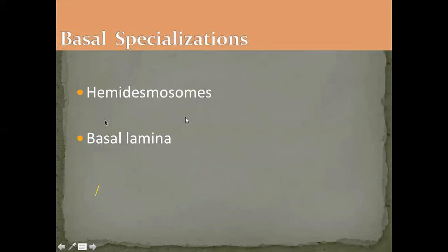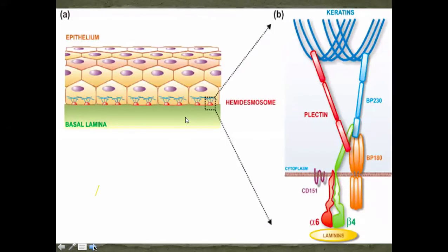Basal lamina was already discussed from the very beginning, that we have the lamina rara and lamina densa, as well as the electron microscopic findings that I mentioned from the start of this lecture. So this is your hemidesmosomes. Siya ang nagkakabit ng cell na yan to the basal lamina.